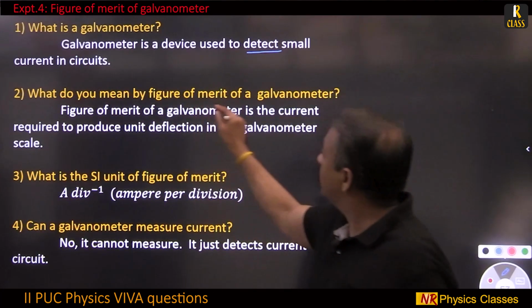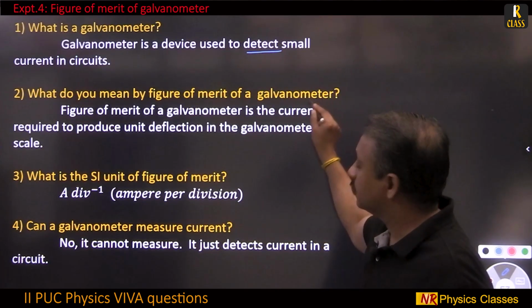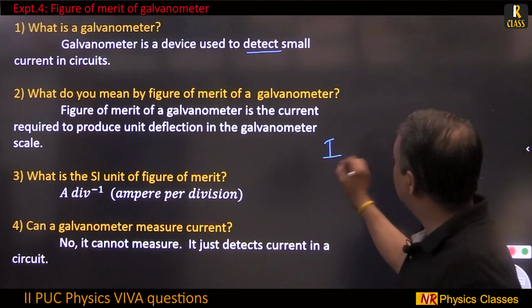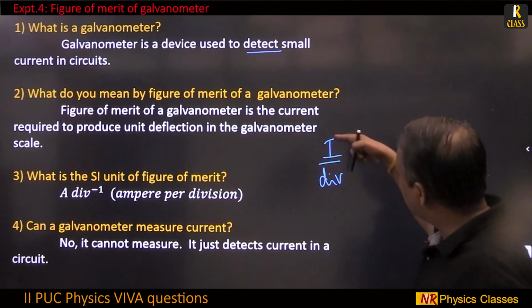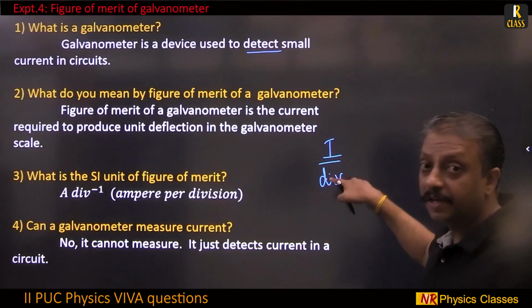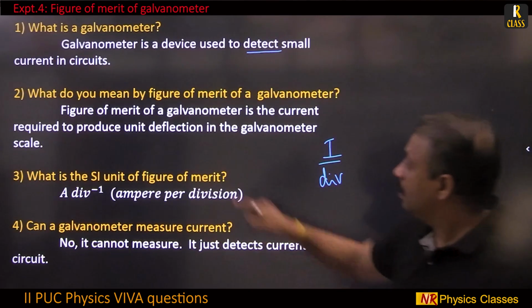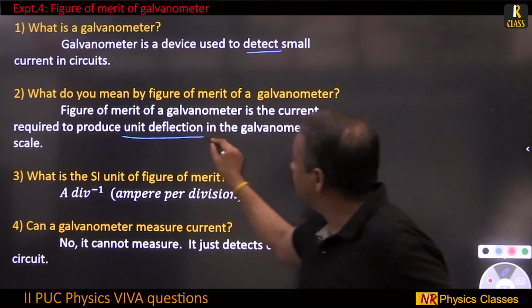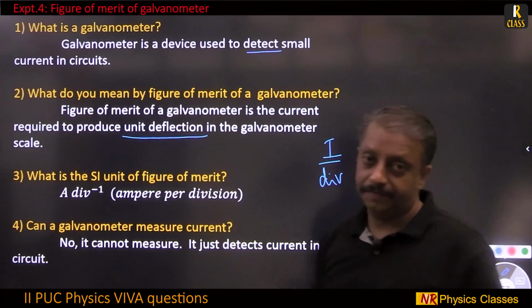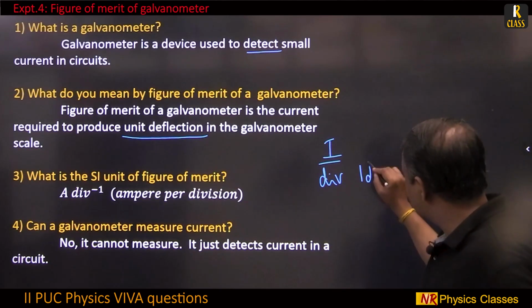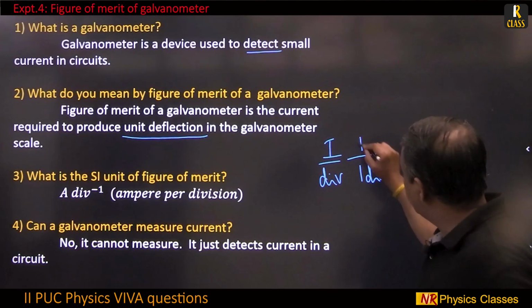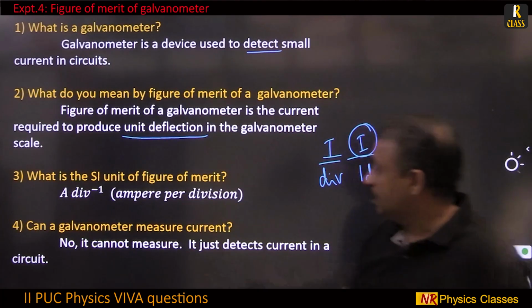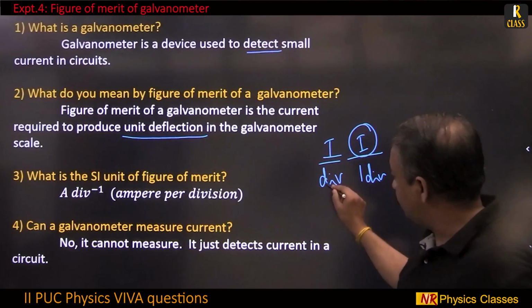What do you mean by figure of merit of a galvanometer? Recall the SI unit or left hand side of the equation, current by division. So current required for 1 division deflection in the galvanometer. Figure of merit is the current required to produce unit deflection in the galvanometer scale. For 1 division deflection, what is the current required? That is a measure of figure of merit. So SI unit is ampere per division.